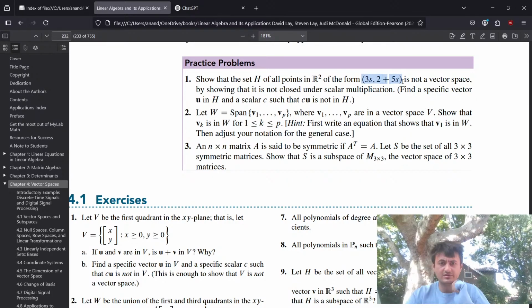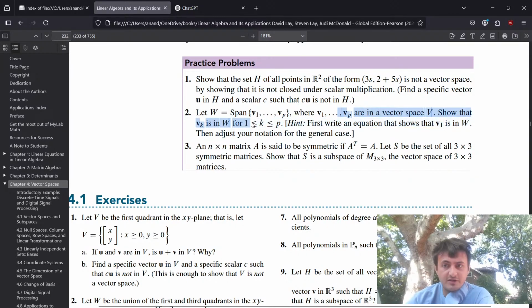All right, let W equal span of V1 to VP, where V1 to VP are in a vector space V. Show that VK is in W.